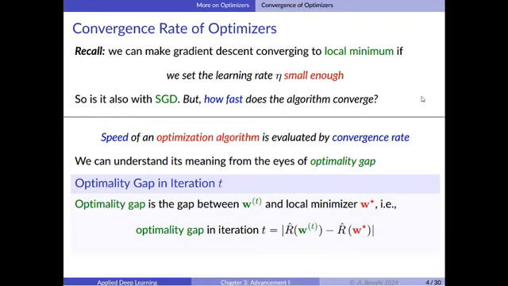And what is convergence rate? We can understand it after we understand the optimality gap. The optimality gap is nothing more than the gap between W at time t and the local minimizer W star, which is R of W_t minus R of W star. It is the optimality gap at iteration t that we have.